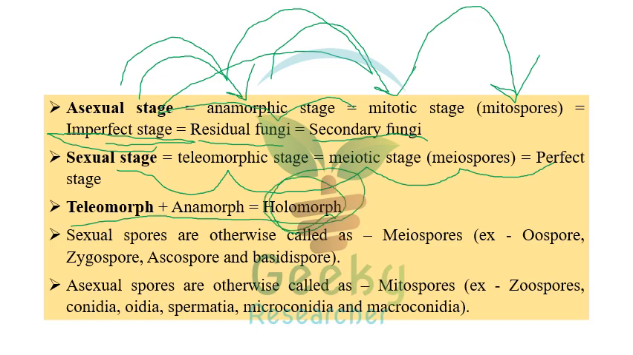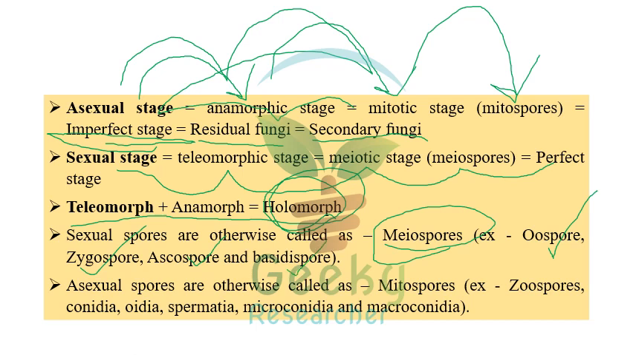Holomorph means the combination of the sexual and asexual cycle. The combination of teleomorph and anamorph is called holomorph, where many asexual cycles or many anamorphic stages can be seen, but only one teleomorphic stage can be seen in a holomorph. And the sexual spores are otherwise called meiospores because they are developed through the process of meiosis, right? So examples of sexual spores are oospores, zygospores, ascospores and basidiospores.